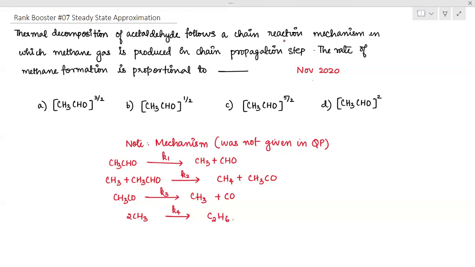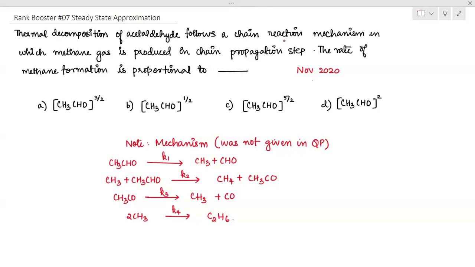So the problem is, this is actually a very good question, but the mechanism was not given. So only those students who knew the mechanism were able to solve this. Otherwise, we'll have to skip this question. Now, for you people, I have already added the mechanism. So this happens in 4 steps.